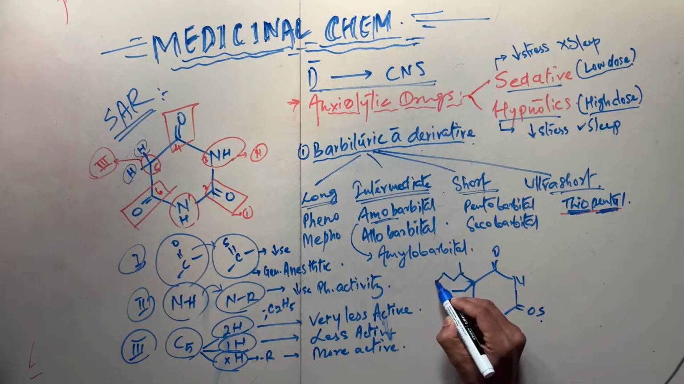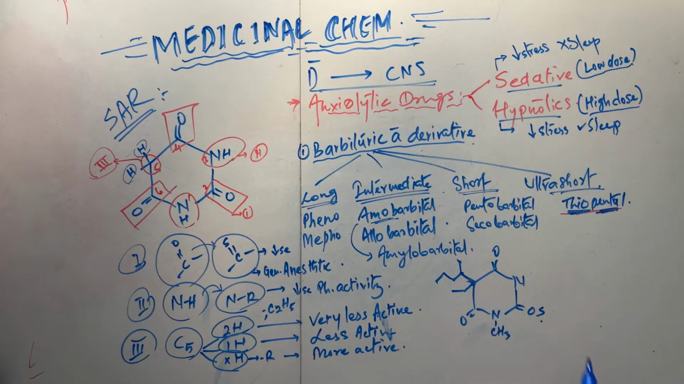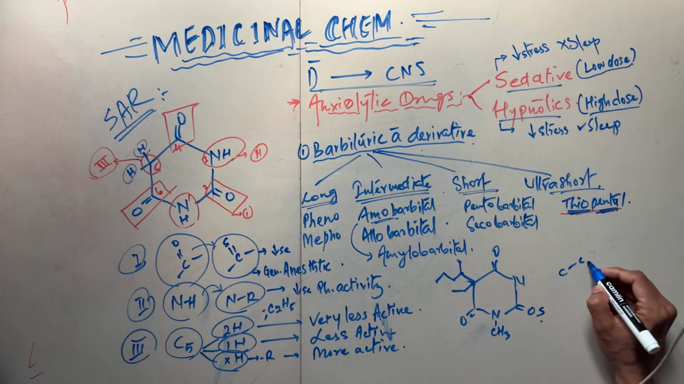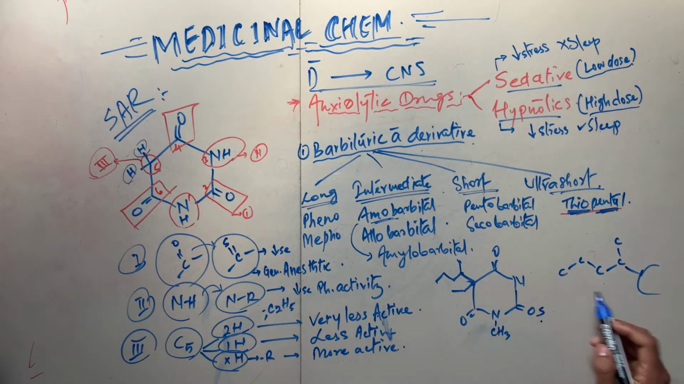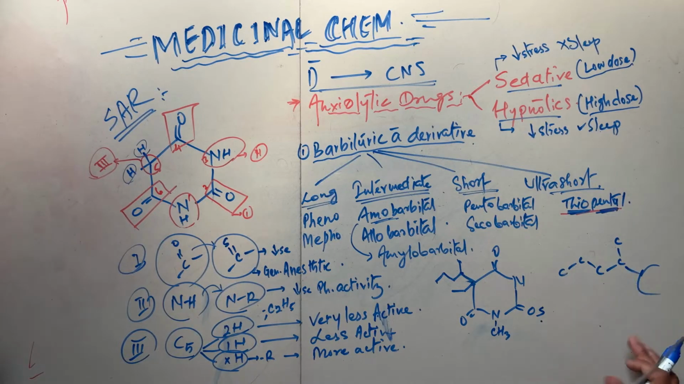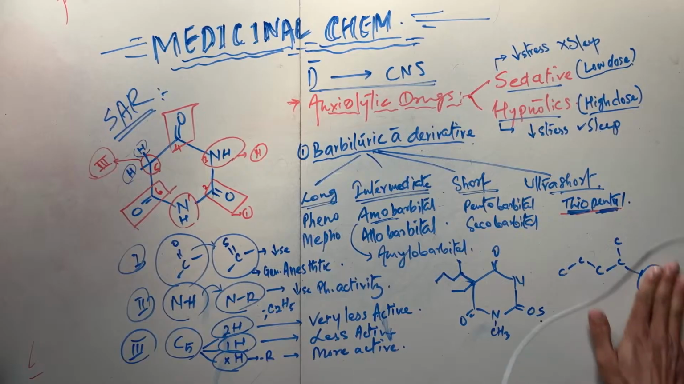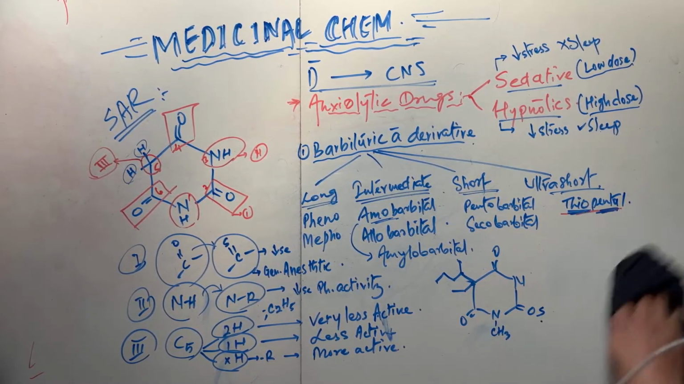So the structure will be like this. How many carbons? 1 2 3 4 5. So 5 carbons are attached, yes or no? That is called isopentyl group. Carbon, carbon, carbon, carbon, and it is connected with some other structure, and there is another carbon, right? So this is isopentyl group or not? 1 2 3 4 5. Yes, this is isopentyl group, and because of this isopentyl chain, this compound is named as thiopental.